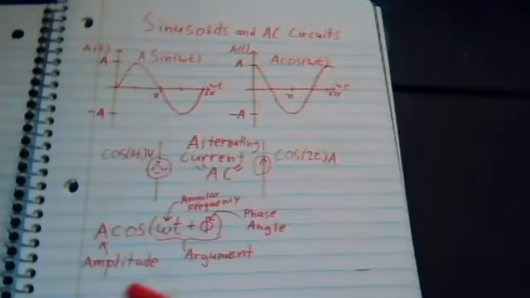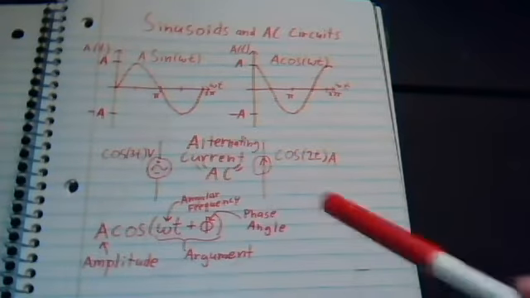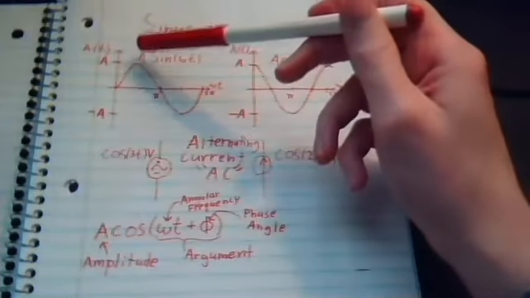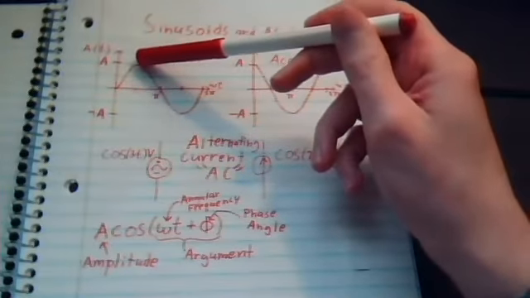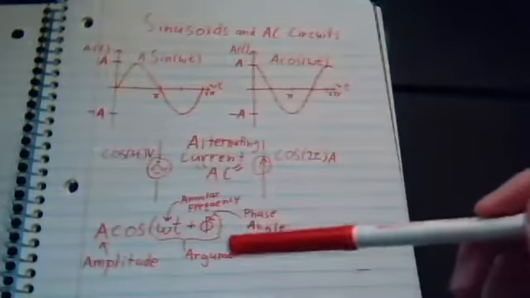And so our AC waveforms take this standard form: A cosine(omega t plus phi). A is the amplitude. A is representative of this maximum value, this peak value, or this negative peak value, but we're just going to use the positive value for our amplitude in our expression.